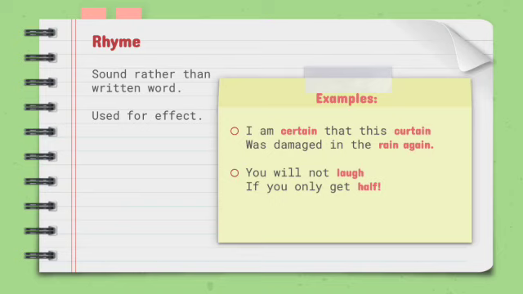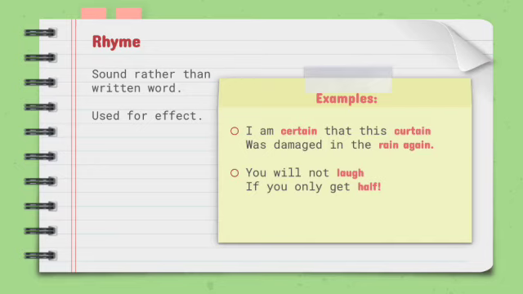The last sound device that we will be looking at is rhyme. Rhyme depends on sound rather than on the written word. It is used for effect. We see in the two examples here, I am certain that this curtain was damaged in the rain again. The second example says, you will not laugh if you only get half.